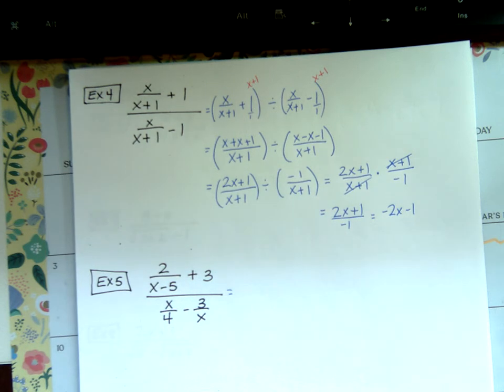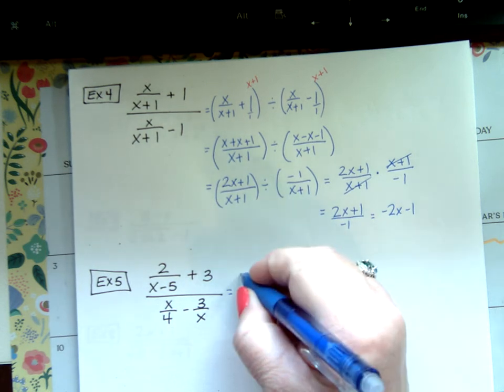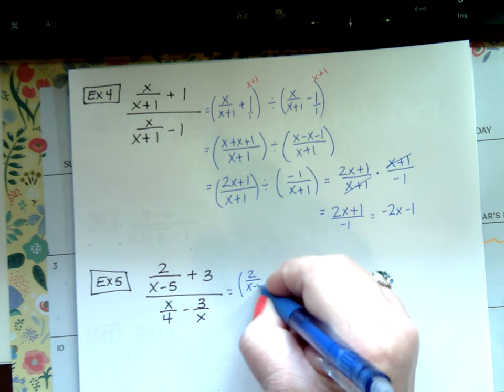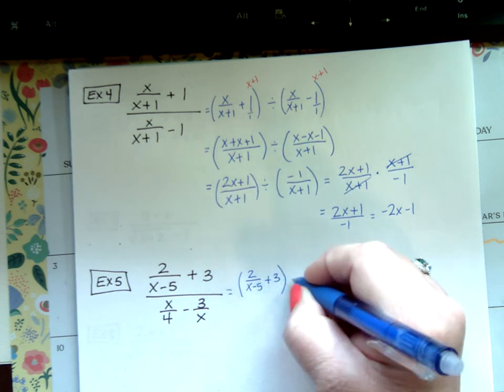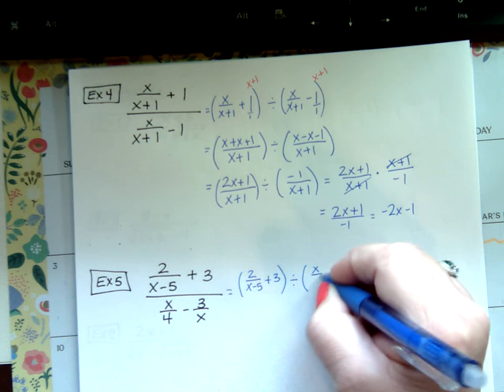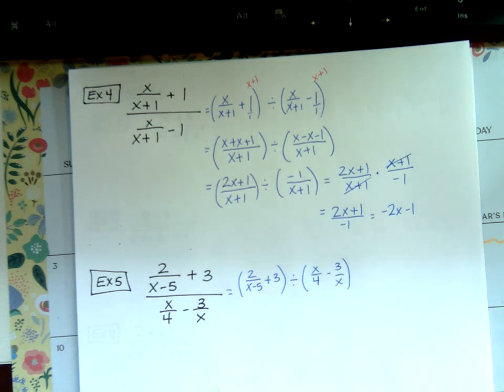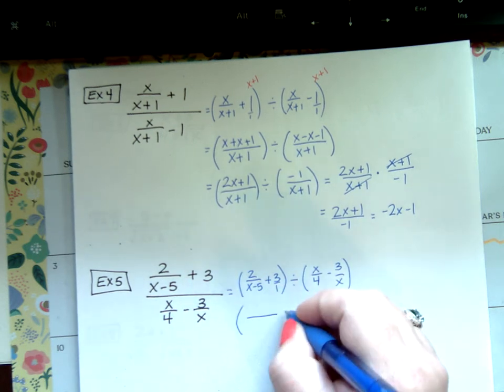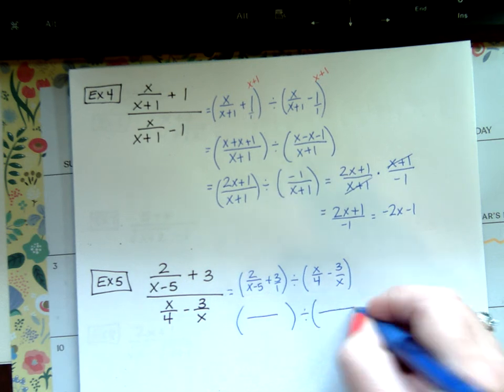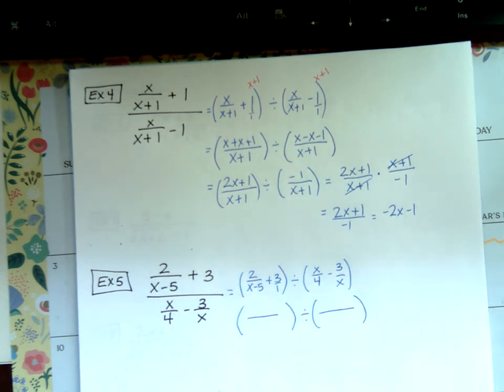Again, I'm going to rewrite it, so no math. 2 over x minus 5 plus 3 divided by x over 4 minus 3 over x. Now remember, whole numbers have a denominator of 1. And so I need a common denominator for the front set and a common denominator for the back set. Just looking at the denominator, I have an x minus 5 and I have a 1. So I need the x minus 5.